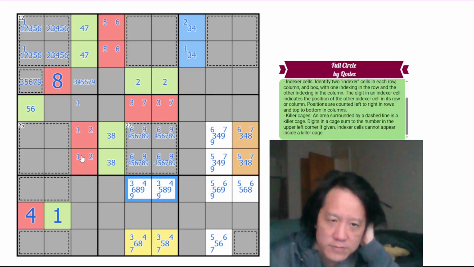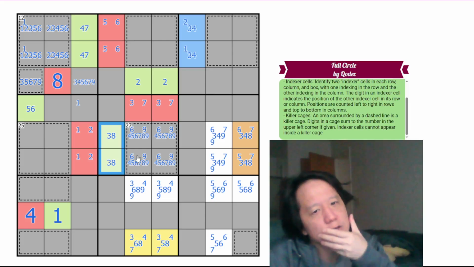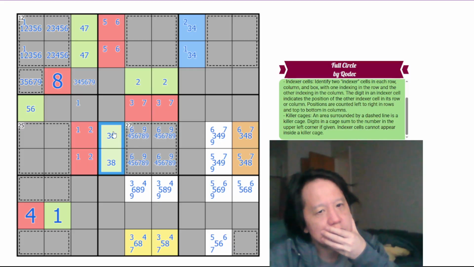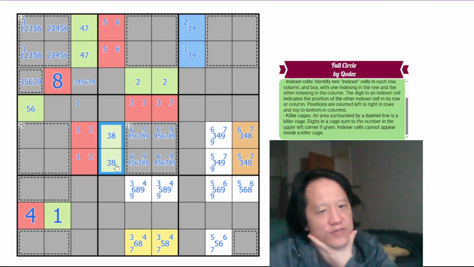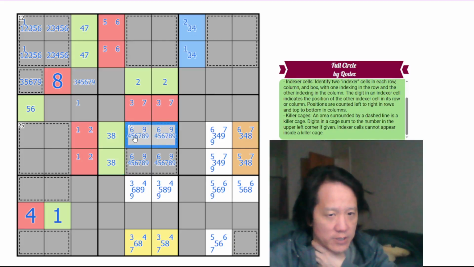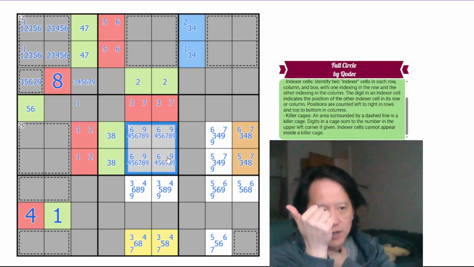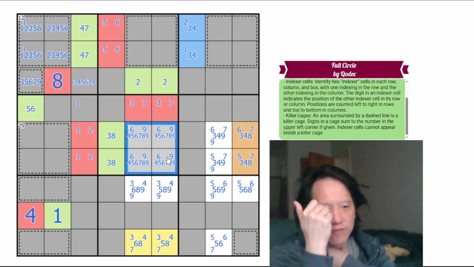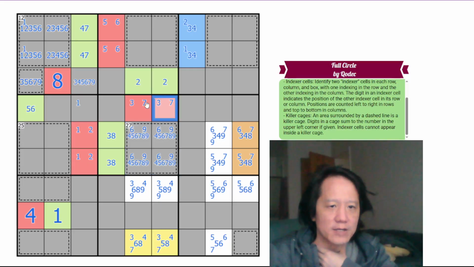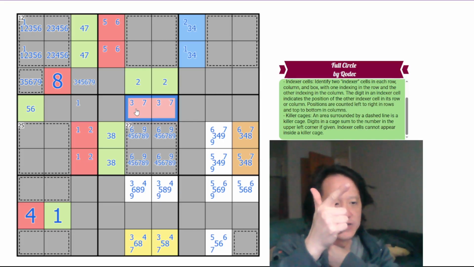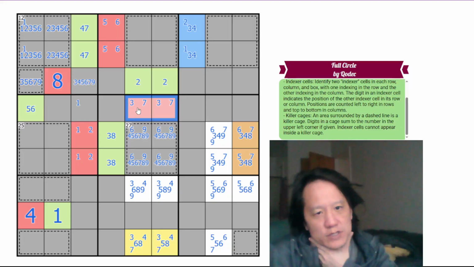That means one of these must be indexing the 3, right? You can't have 8 and 7 here because that would eliminate all the possibilities for this, right? We've already eliminated 3, 7, 8, 9. If we have 7 and 8 here, that eliminates 4, 6, 8, 9, and 5, 6, 7, 9, which are the only possibilities adding up to 27.